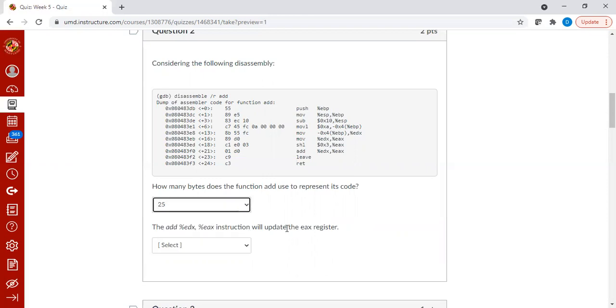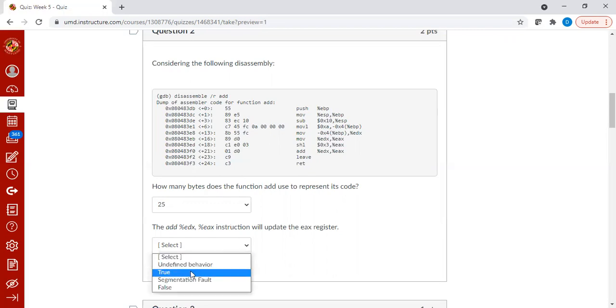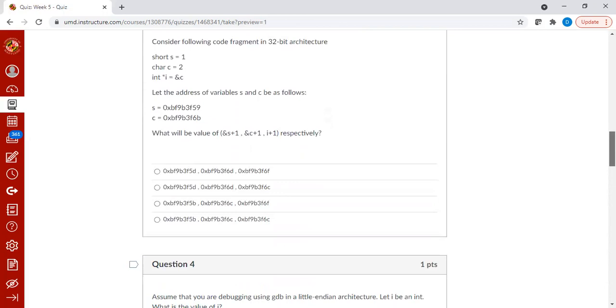The add instruction with EDX and EAX will update the EAX register. The answer is yes, because in AT&T syntax, this is the destination. The meaning of this statement is that you take whatever is in EDX and put it into EAX after adding it with EAX. So it's the same as saying EAX is equal to EAX plus EDX approximately. Okay. So the answer is yes. Move on to the third question.